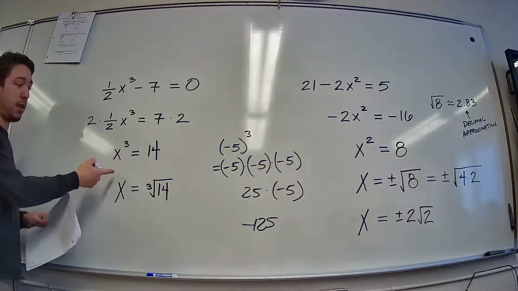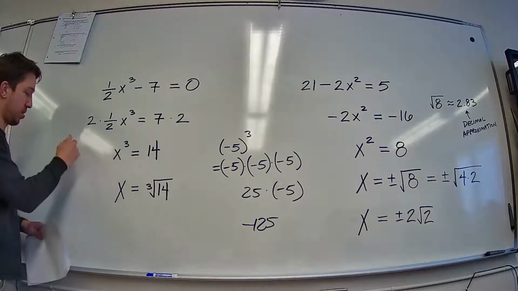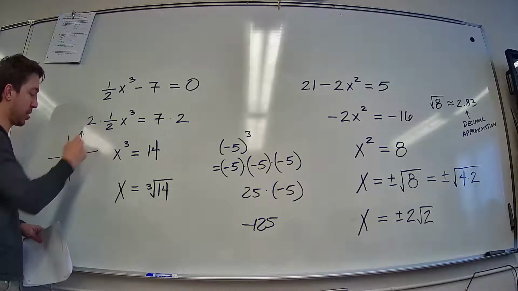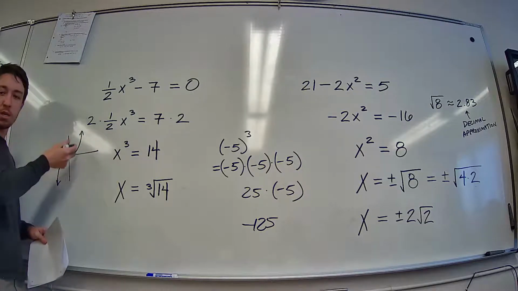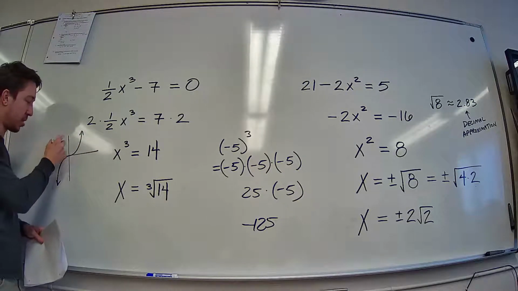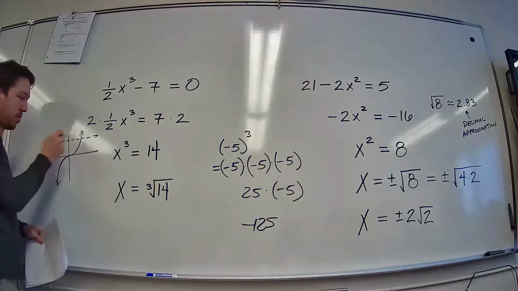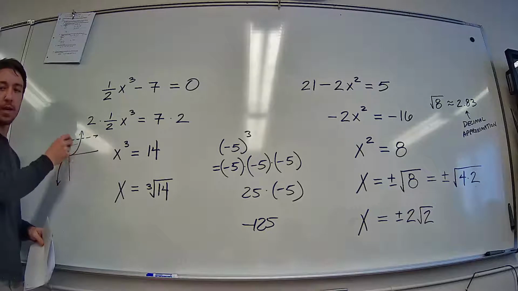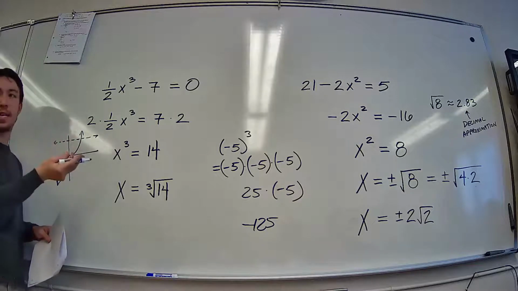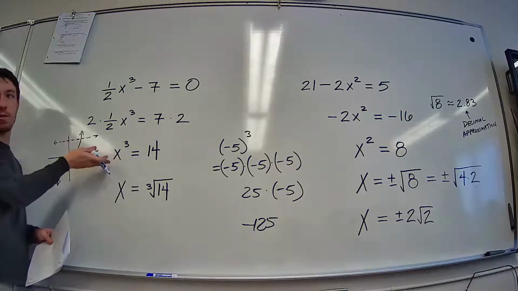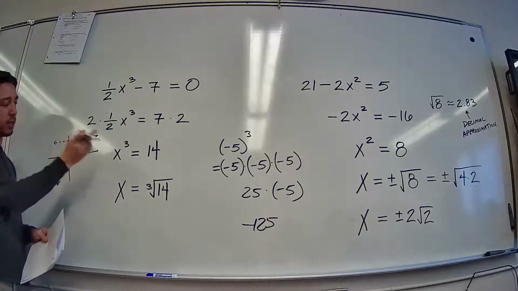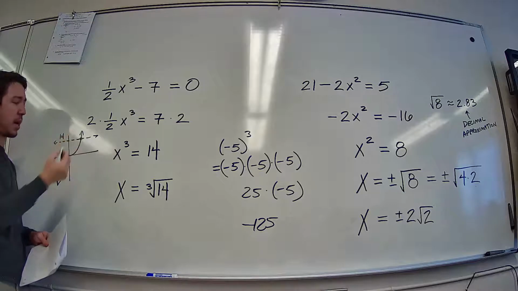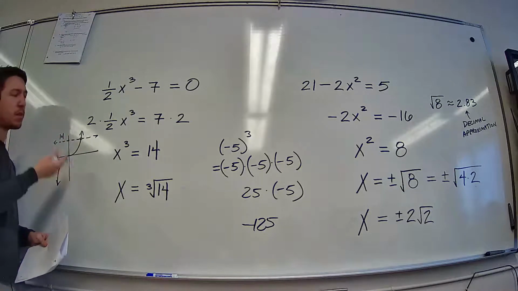By the way, if you want to think graphically, does it make sense how I could think about this question in this way? When does an x cubed function hit the line y equals 14? We'll get into this in greater detail later, but you can think about these questions graphically. How many times does a cube function hit a y value of 14? Well, only one time at a positive x value.